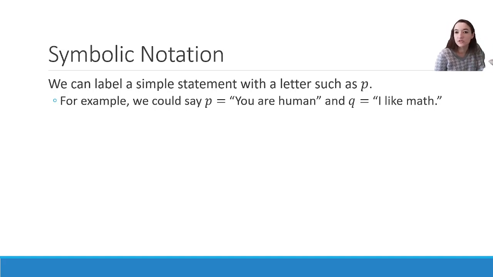Okay, so how do we do that, though? So first, we can label any simple statement with a letter, such as P. So for example, we're going to call P, you are human, and Q is I like math. These are both simple statements that are verifiable, meaning they have a truth value. So you are human, it's hopefully true. I like math, that is definitely true.